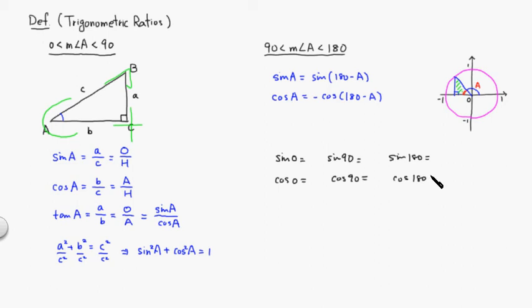So sine of 0 is defined to be 0, sine of 90 is defined to be 1, sine of 180 is 0. Cosine of 0 is defined to be 1, cosine of 90 is 0, and cosine of 180 is defined to be -1. So this way, the trig ratios are defined for angles between 0 and all the way through 180. That's it. I hope that this was clear.